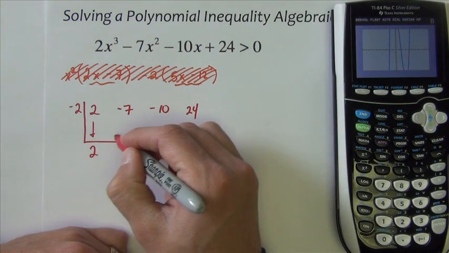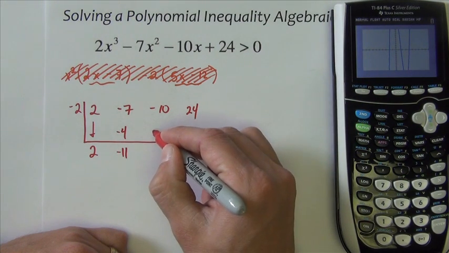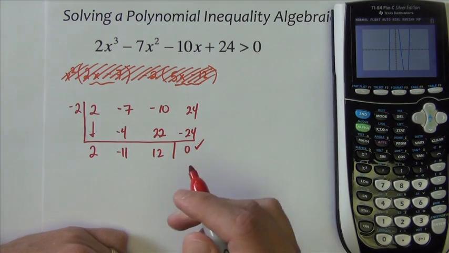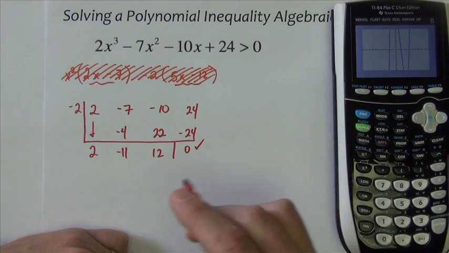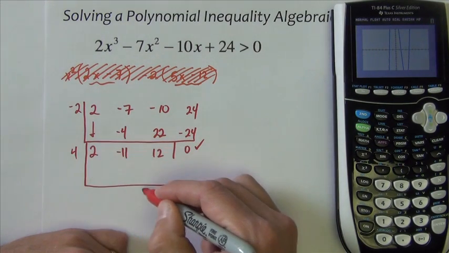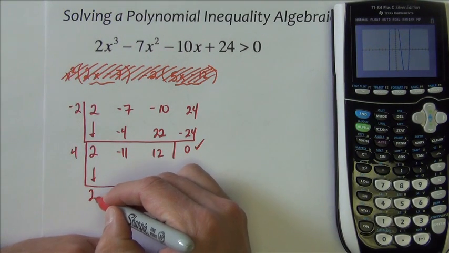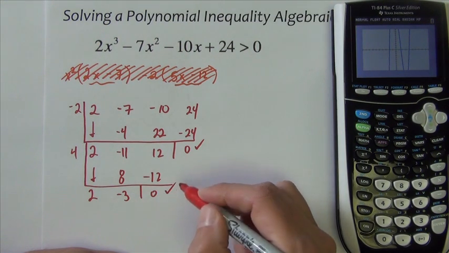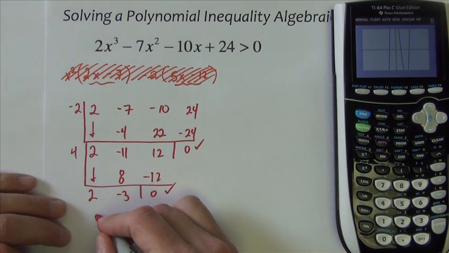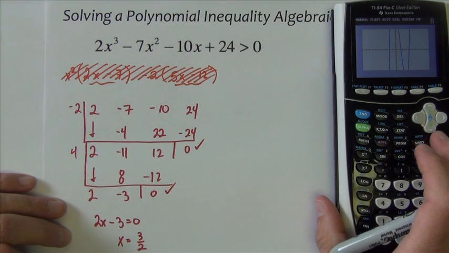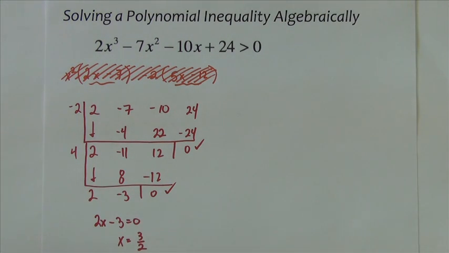Okay, so I bring down the 2 and I multiply, I add and I multiply, I add and I multiply, and sure enough it does. Now it also looks like it crosses at 4, so I'm going to try 4. So I bring down the 2 and I multiply, I add and I multiply, and that works as well. And if I solve what's left, this is 2x minus 3 equals 0. The other one would be 3/2.